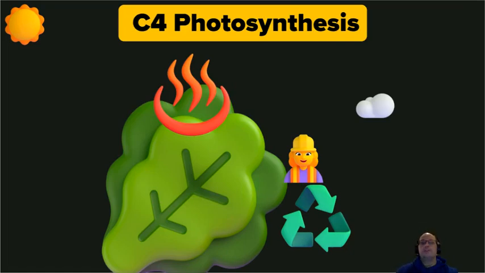So the solution that some plants have for photorespiration at high temperatures, when it's hot outside, is they've come up with a different way to get that carbon dioxide molecule and make sure it gets to Rubisco so it can enter the Calvin cycle.